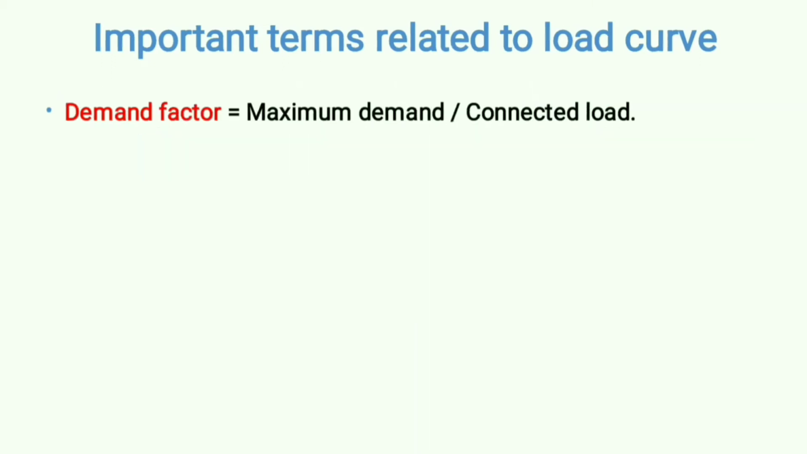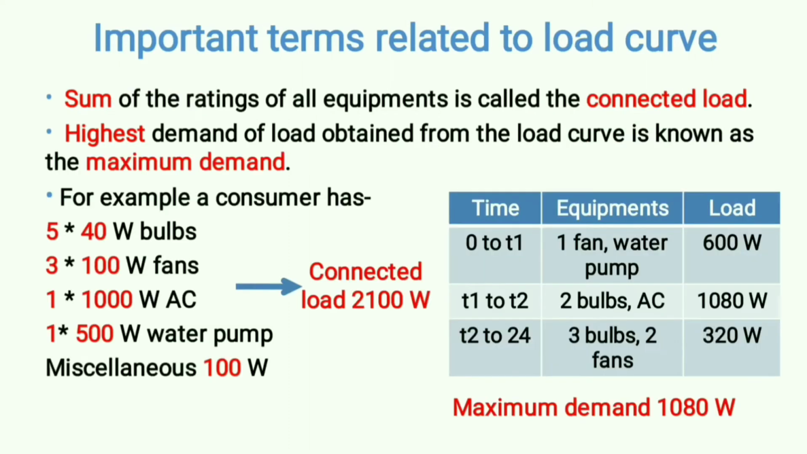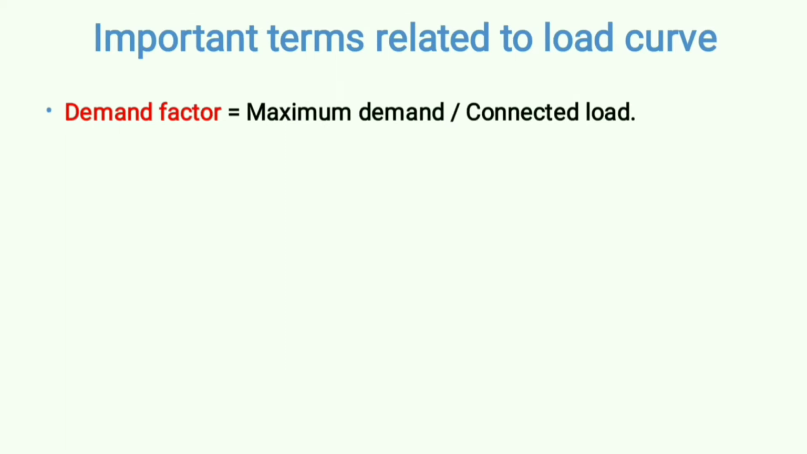Demand factor is nothing but the ratio of maximum demand and connected load. You have already understood what is maximum demand and what is connected load. If you consider this example and take these values, you will get this demand factor. Demand factor signifies the demand at the consumer side. So the higher the demand factor, the higher will be the demand at the consumer end.